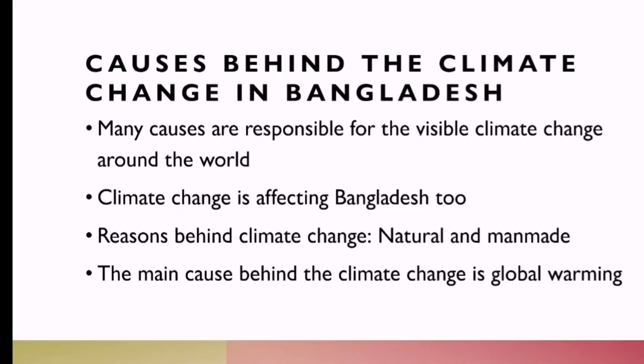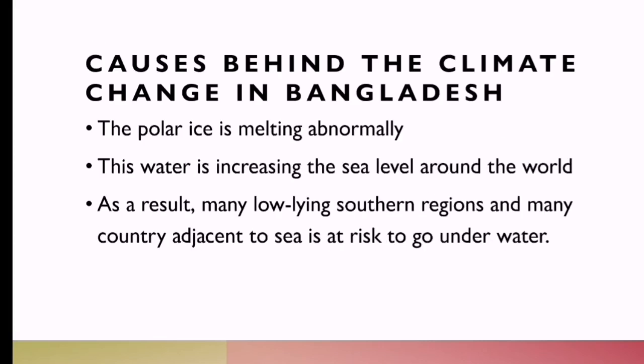Now the question is, what is happening and what will be happening due to global warming? Due to global warming, the polar ice is melting abnormally. As a result, the sea level is increasing. Due to the rise of sea level, the countries located in low-lying southern regions and adjacent to sea areas are in danger. Because if this continues, these countries will be submerged, that means will go underwater in no time. On the other side, global warming is equally harming the life below water alongside the life above the water. The temperature of sea water is increasing, which is killing the fishes and animals under the sea.